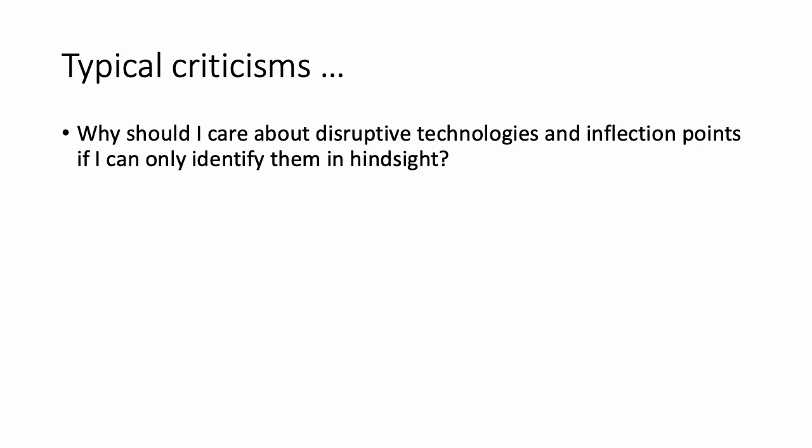All right, so some typical criticisms of disruptive technology theory are: why should I care about disruptive technologies and inflection points if I can only identify them in hindsight? This is a really valid criticism. All the examples that we have are all looking in our rearview mirror, going, see that? You should have recognized that and made a better decision. Well, at the moment, they probably made what appeared to be a really good decision.